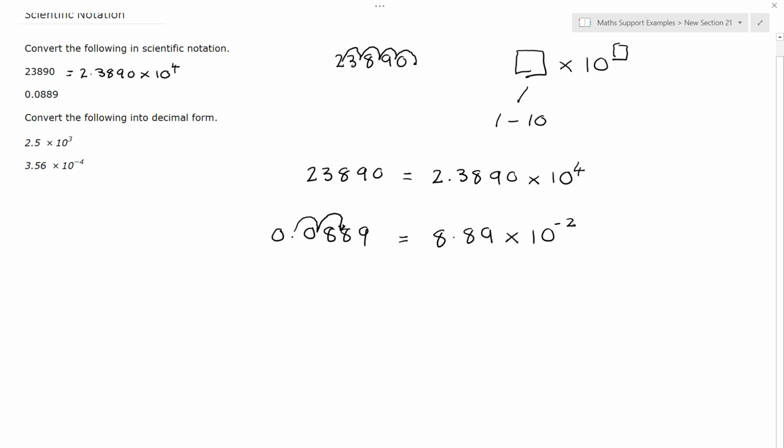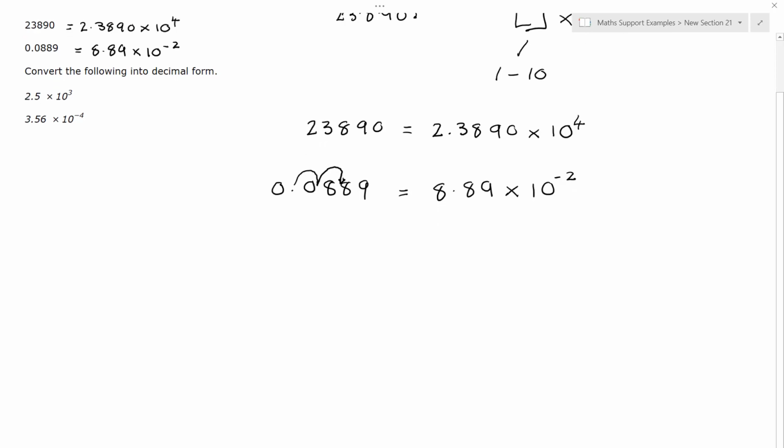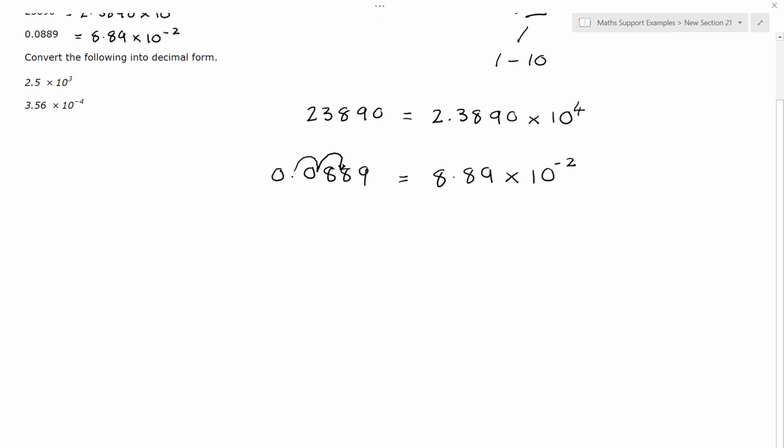So 0.0889 can be written as 8.89 times 10 to the minus 2. So we've converted decimals into scientific notation. You can also be required to convert scientific notation into decimal form.